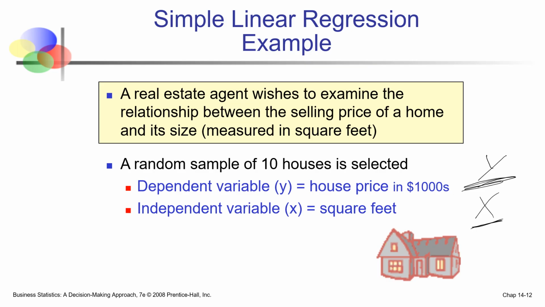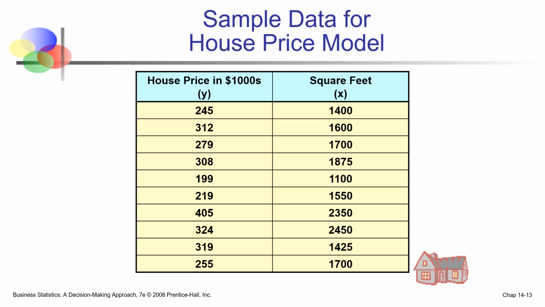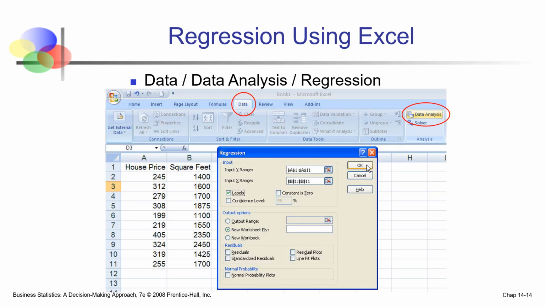So we have a data set representing 10 houses with square feet and prices. Now we can go to Data and Data Analysis. This is the X and Y. You can click the label because we are selecting the label in the first row. You can also put the output range.